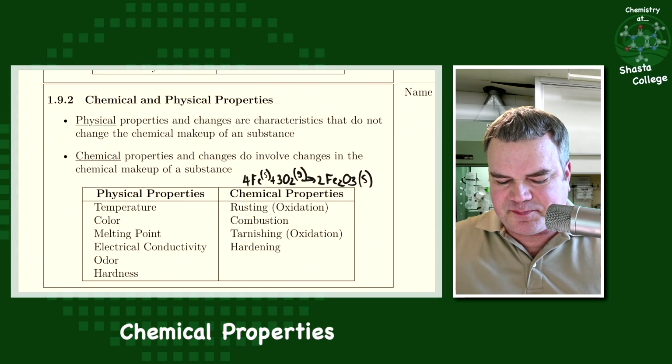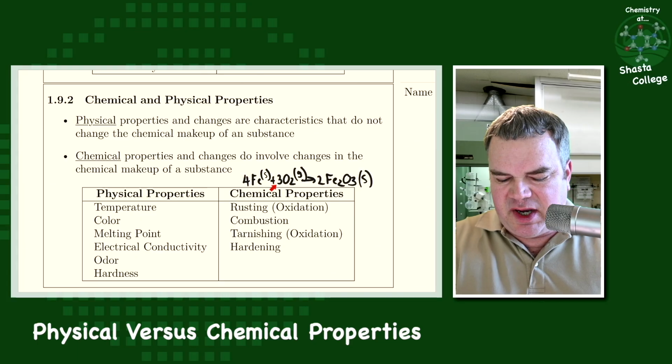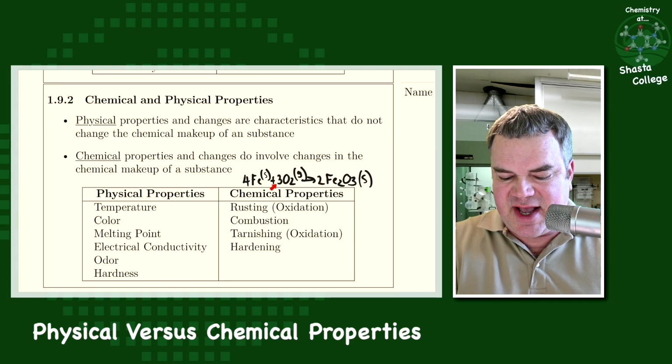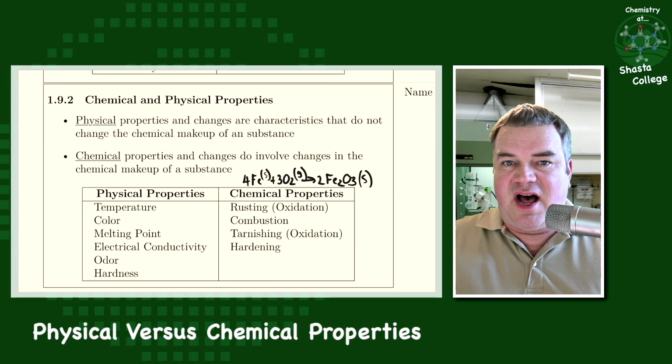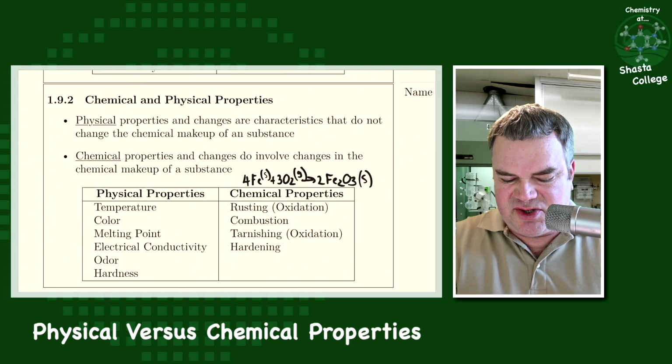Now, on the test, I'm going to present this equation and just simply ask you, was this a chemical change or a physical change? The fact that iron transitioned from iron to this, automatic, it's a chemical change. You see a change in the structure.